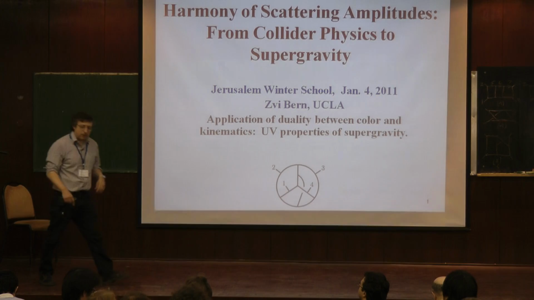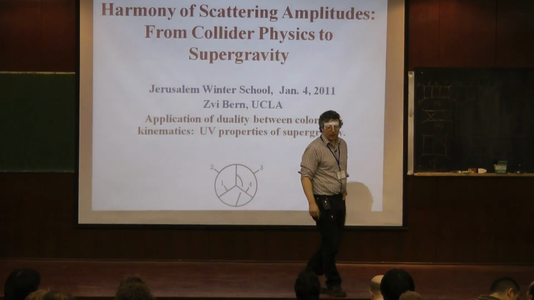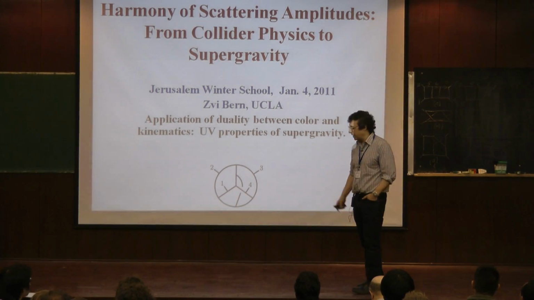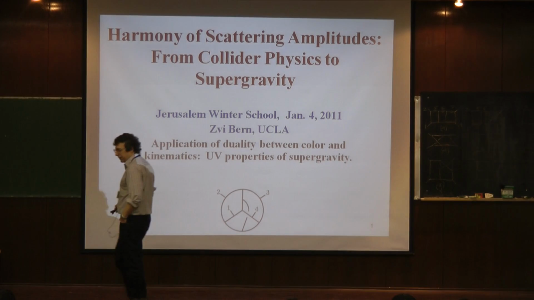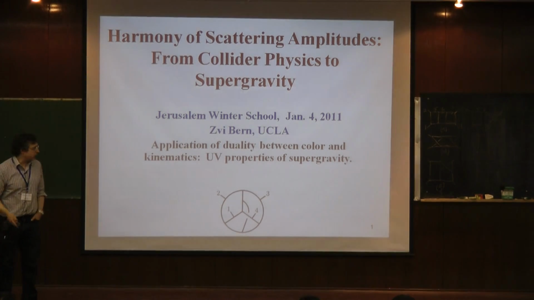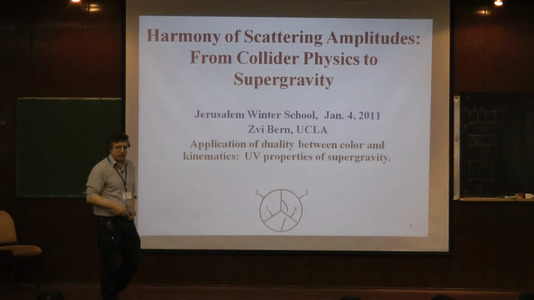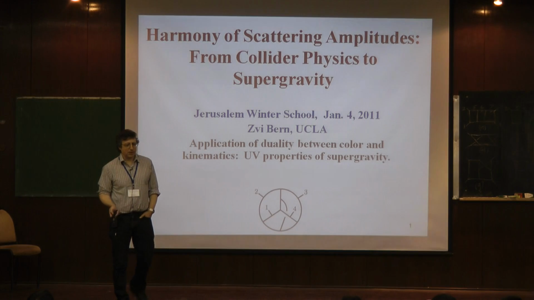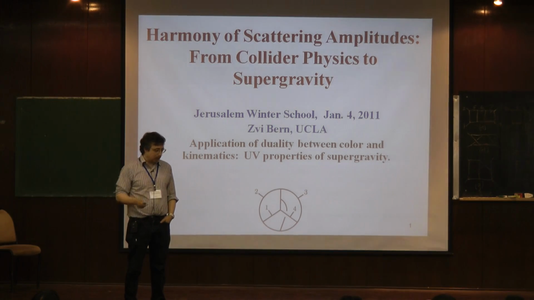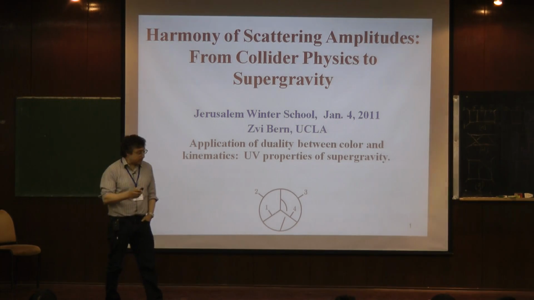Okay, so I'm going to get started now. Today's lecture is going to be about applications of the ideas that I discussed last time. That's this duality between color and kinematics. And I'm going to show you how you can use this idea to study the ultraviolet properties of gravity. With gravity, people make a lot of statements which may or may not be true. And what you need to do is some calculations to see what's true and what's not true.